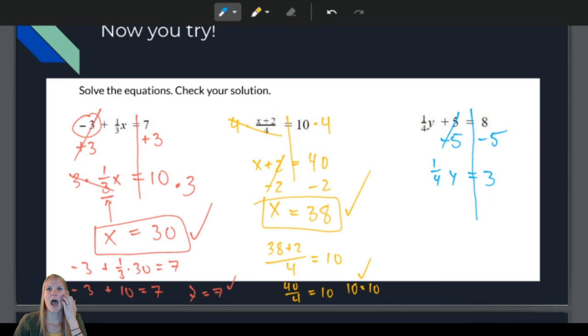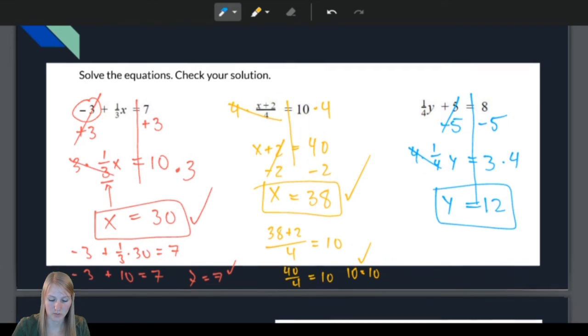Beautiful. And now that 4 is on the bottom of the fraction, which means that I need to multiply by 4 on both sides. Both sides. So y equals 3 times 4 is 12.